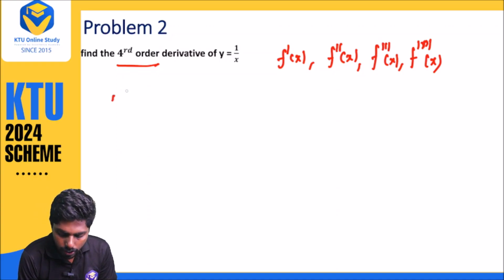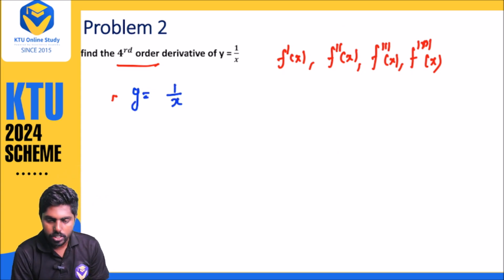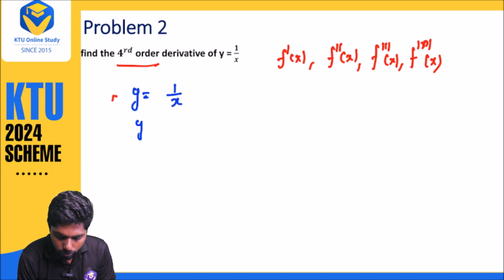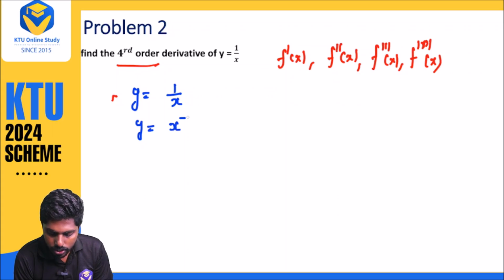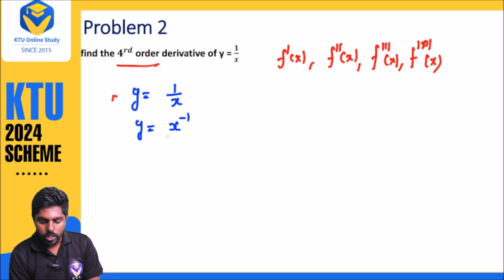Number 1, what is the thing they have given? Given y is equal to 1 by x. How can we convert y is equal to 1 by x for our simplification? For our simplification, we take x is equal to x power 1. So x power minus 1 is nothing but 1 by x. So this is our convenience.